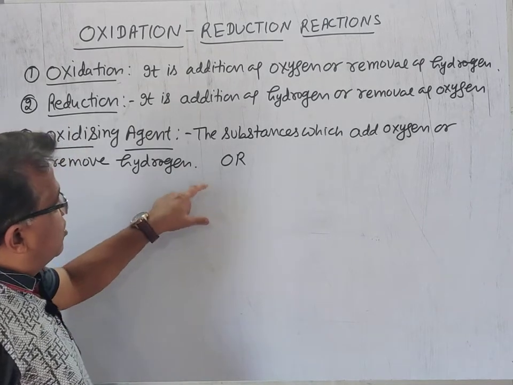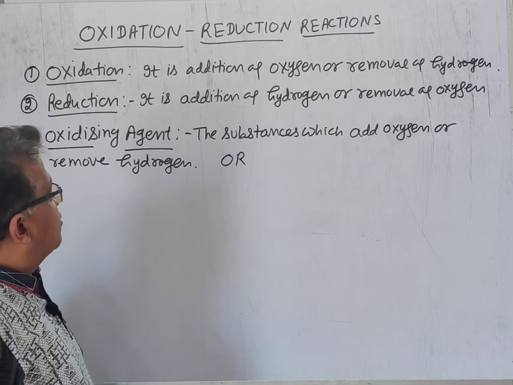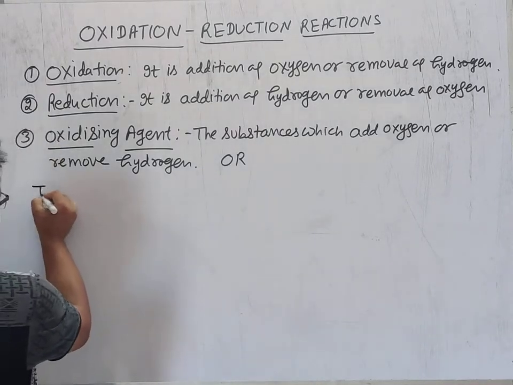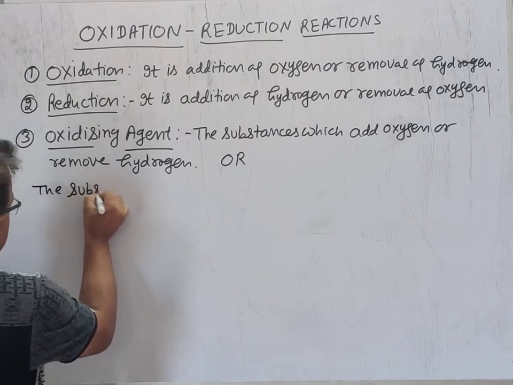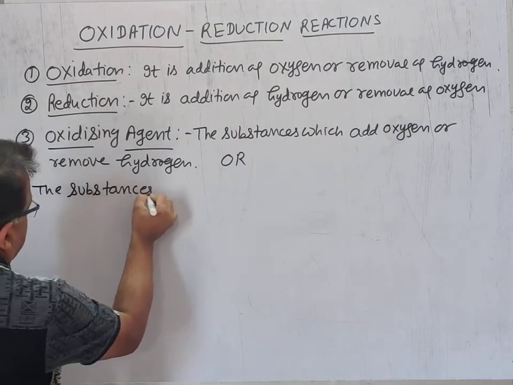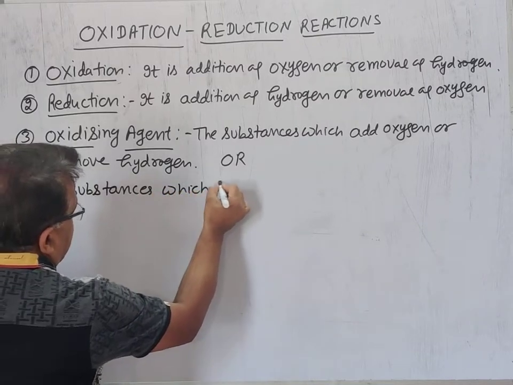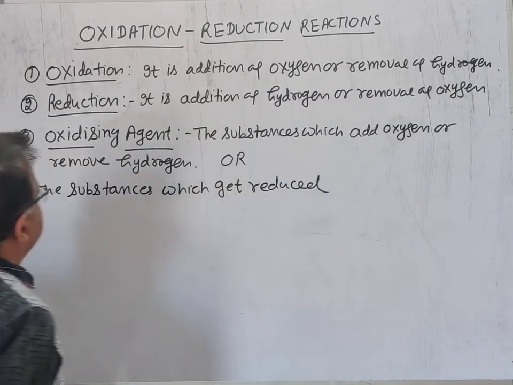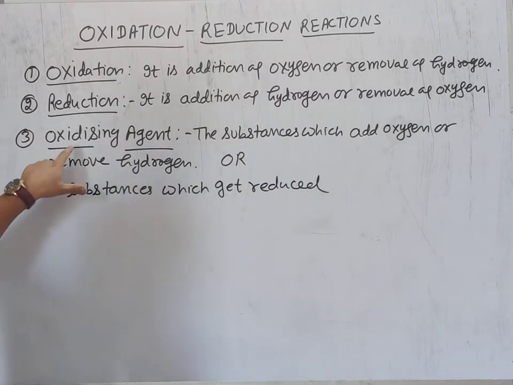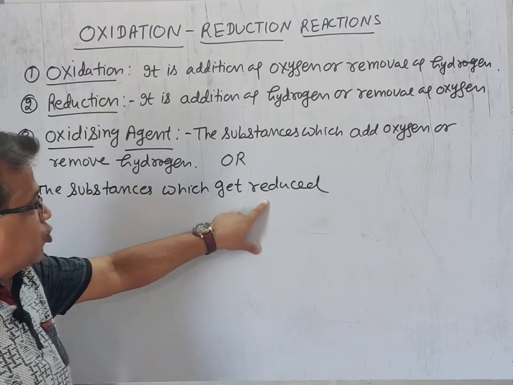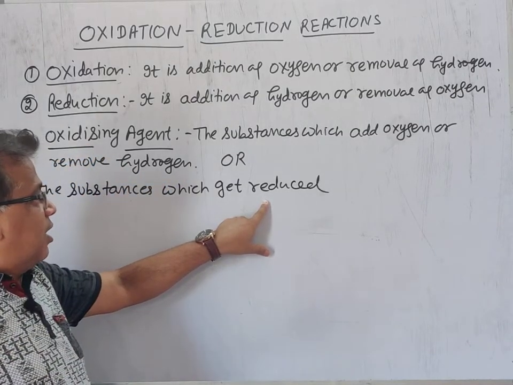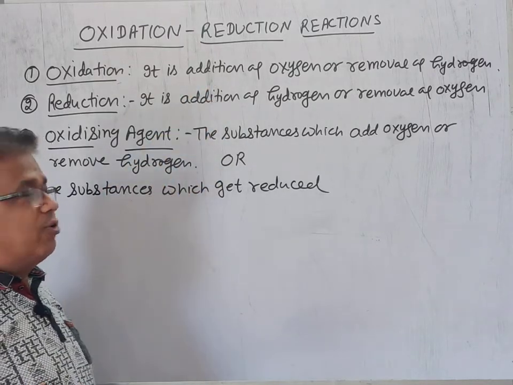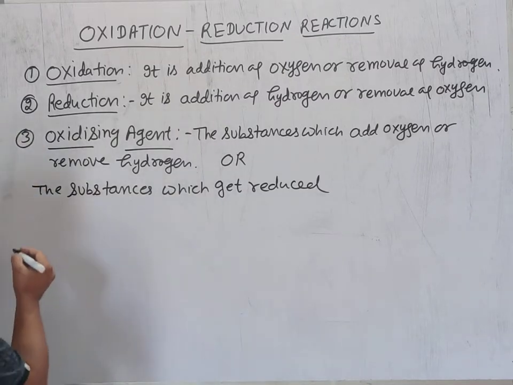By adding hydrogen, that is by giving hydrogen, the substance becomes reduced. So its definition can also be, the substances which get reduced are known as oxidizing agent. Remember, oxidizing agent is the substance which gets reduced, because previously they are having oxygen, they give oxygen for addition, and by losing or giving oxygen they get reduced.